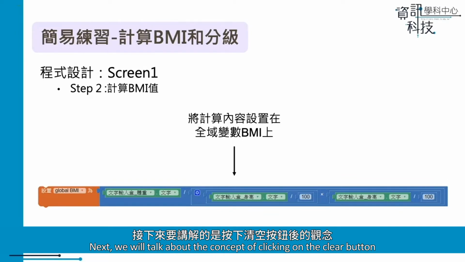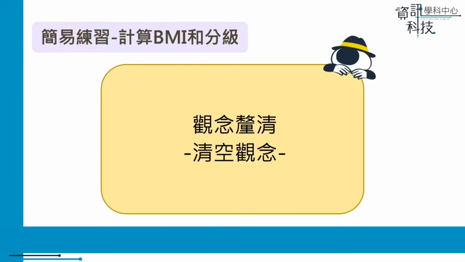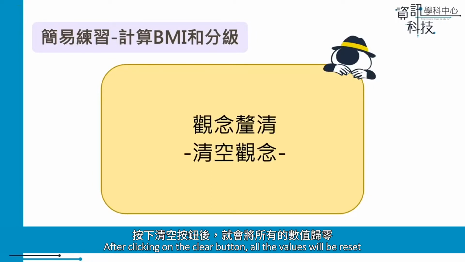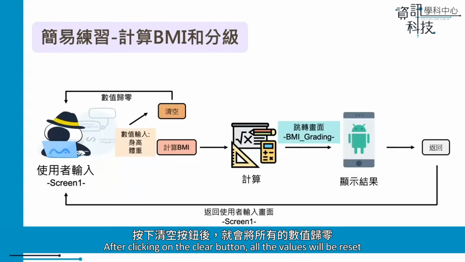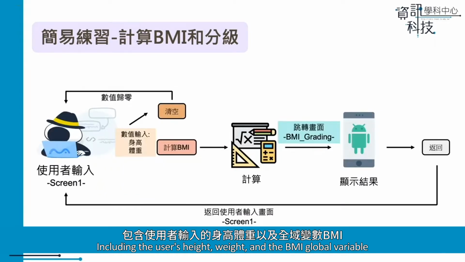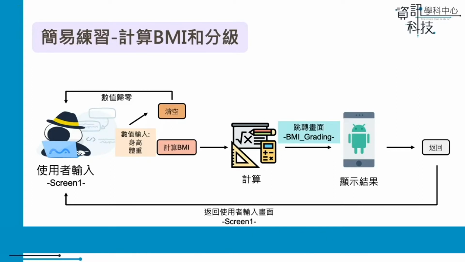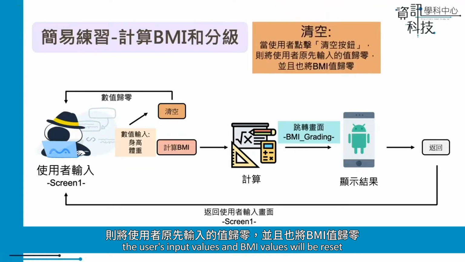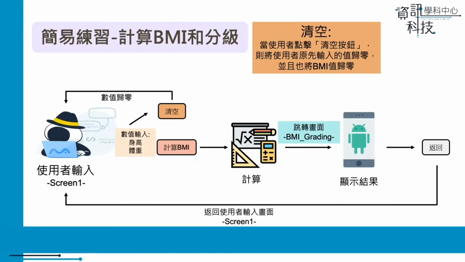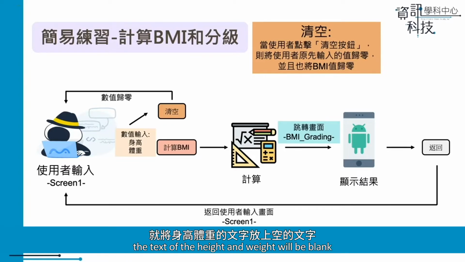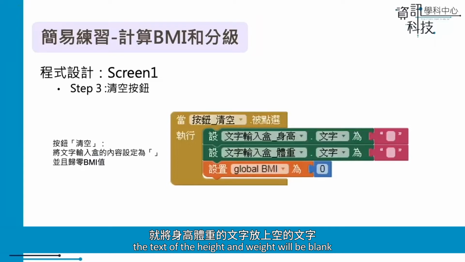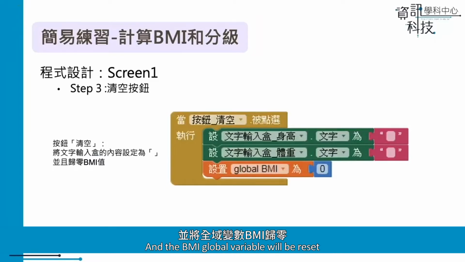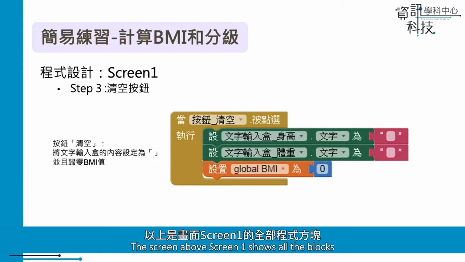Next, we will talk about the concept of clicking on the Clear button. After clicking on the Clear button, all the values will be reset, including the user's height, weight, and the BMI global variable. When the user clicks on Clear, the user's input values and BMI values will be reset. When the Clear button is clicked, the text of the height and weight will be blank, and the BMI global variable will be reset. The screen above Screen 1 shows all the blocks.